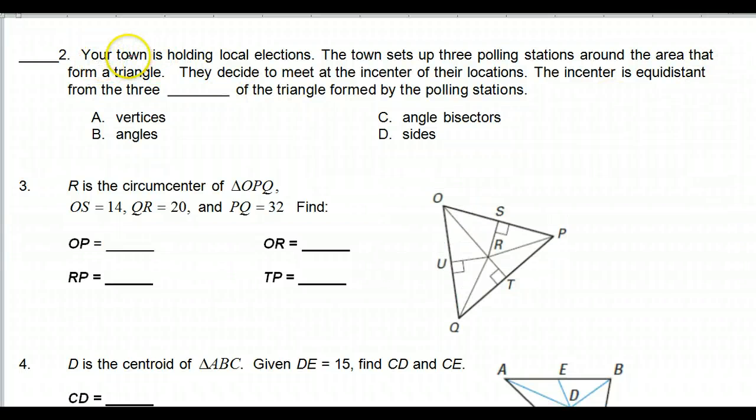Okay, your town is holding local elections. The town sets up 3 polling stations around the area that form a triangle. They decide to meet at the in-center of their locations. The in-center is equidistant from the 3 sides of the triangle formed by the polling stations. Alright, well that's a lot of words just to be saying sides.